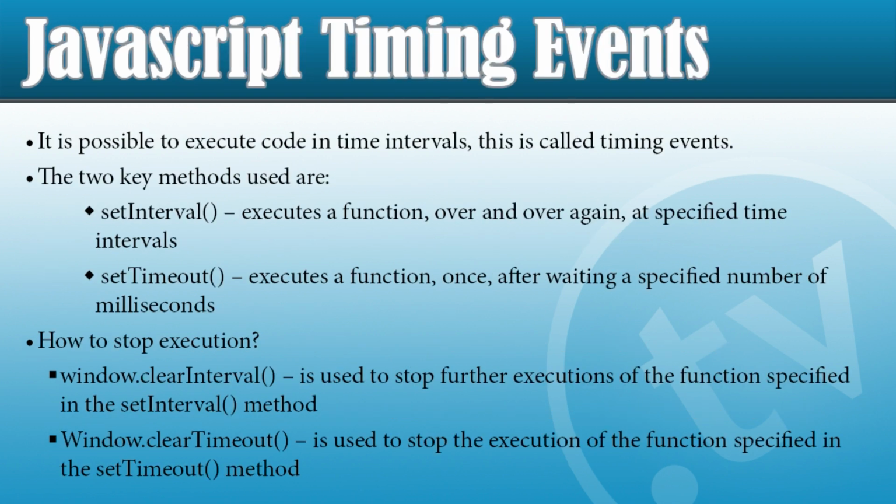There are also JavaScript timing events related to the window object. It is possible to execute code in time intervals. This is called timing events. The two key methods used are setInterval, which executes a function over and over again at specified time intervals, and setTimeout, which executes a function once after waiting a specified number of milliseconds.